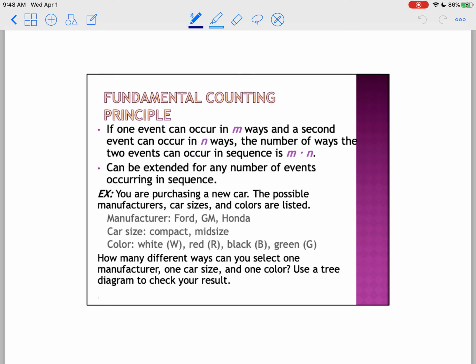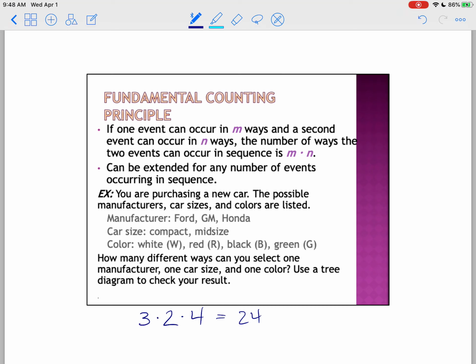Okay, so let's first just use the fundamental counting principle that's up here. We have 3 different car manufacturers, we have 2 different sizes to choose from, and we have 4 different colors. And so altogether I should be getting 24 different car choices that I have. So I have 24 different cars to choose from.